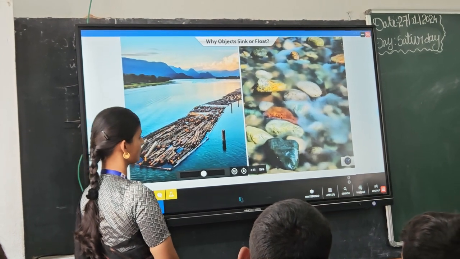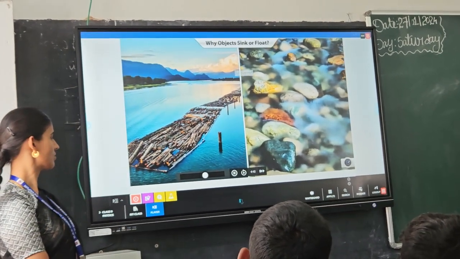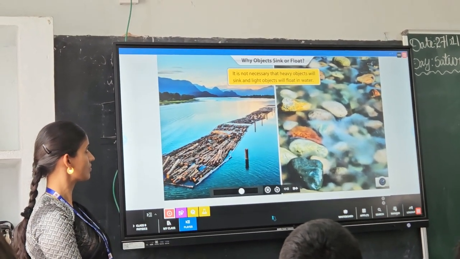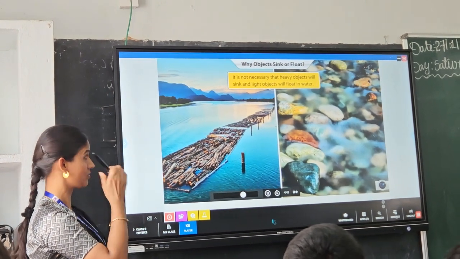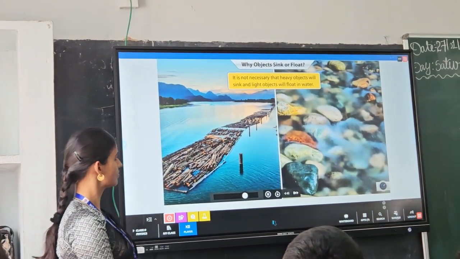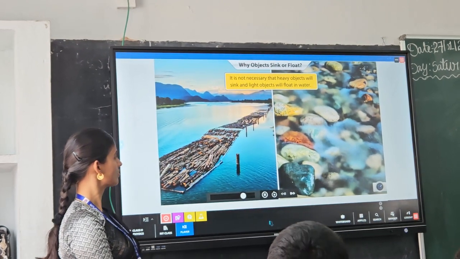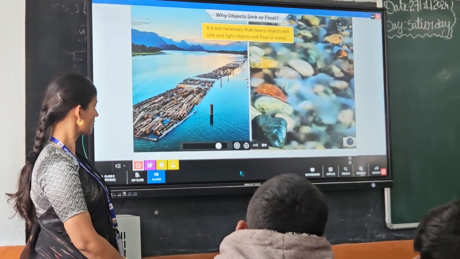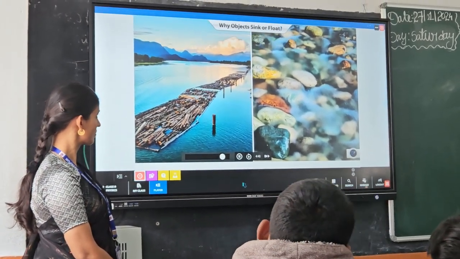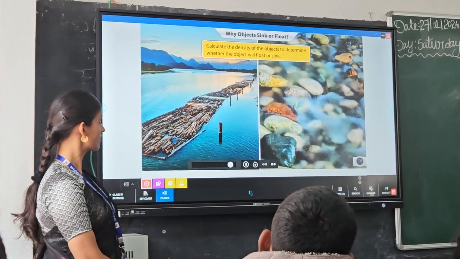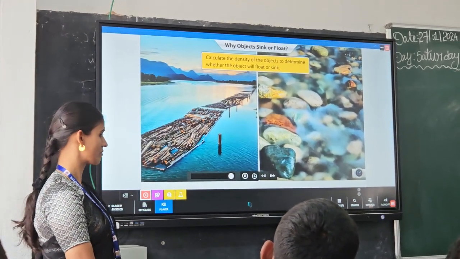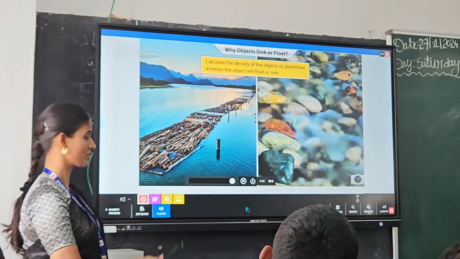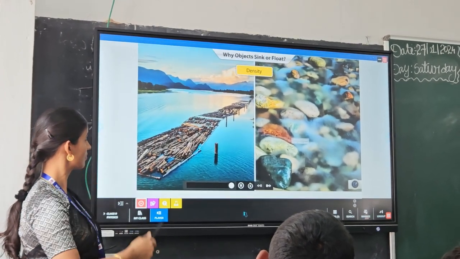Think. Heavy logs of wood float on water while pebbles sink in water. So the above statement, heavy objects sink and light objects float, is not true. Then what property should we take into account for objects sinking and floating in water? Let's explore. We have to calculate the density of the object to determine whether the object will float or sink. Let's proceed to see how to calculate the density of an object.